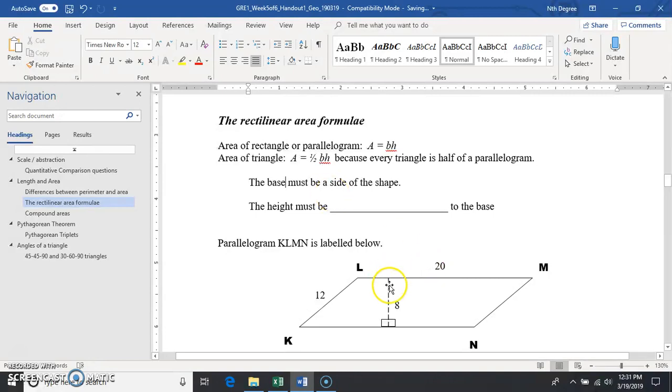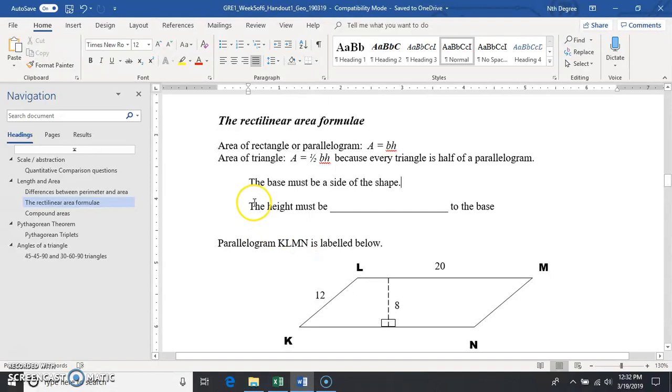So the base cannot contain any of these imaginary, dashed guidelines. It has to be an actual solid side of the shape that's being measured. Sometimes I say that the base must be any side, the whole side, and nothing but the side.